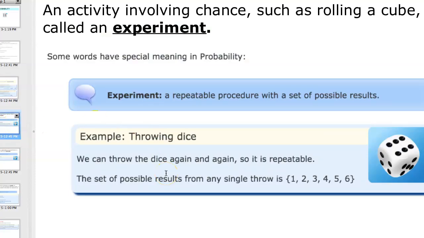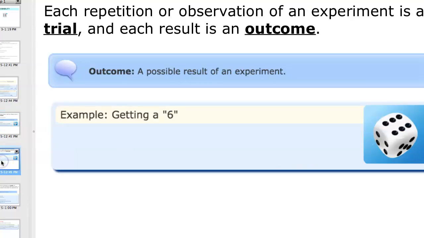Right? An activity involving chance, such as rolling a cube or flipping a coin, is called an experiment. Okay, experiment is a special word in probability. It's a repeatable procedure with a set of possible results. So for example, throwing dice. We can throw the dice again and again, so it's repeatable. Therefore, that's an experiment. The set of possible results are here. These are called outcomes. Each repetition or observation of an experiment is a trial, and each has a result. So it's the results of an experiment. An example is getting a 6. That is one of the outcomes from the experiment.